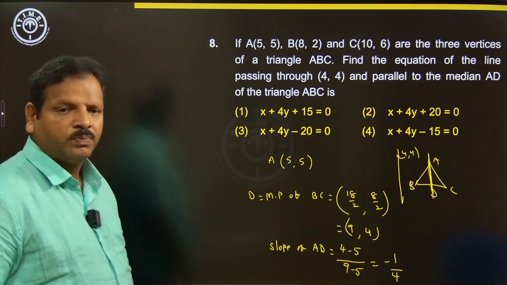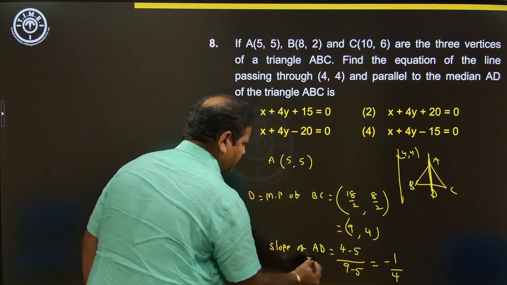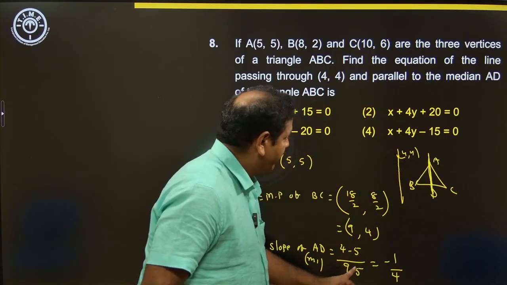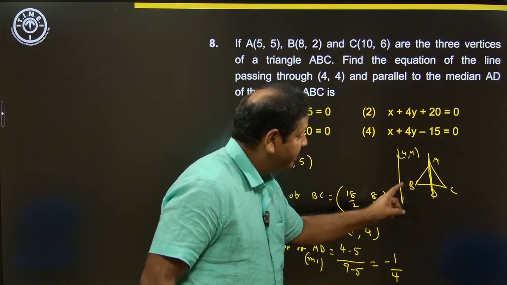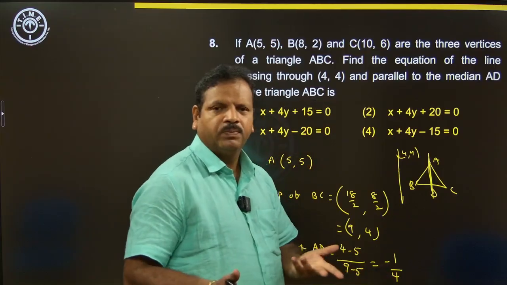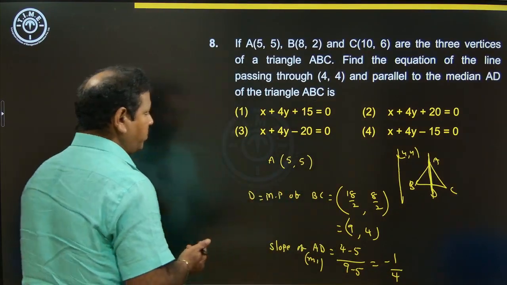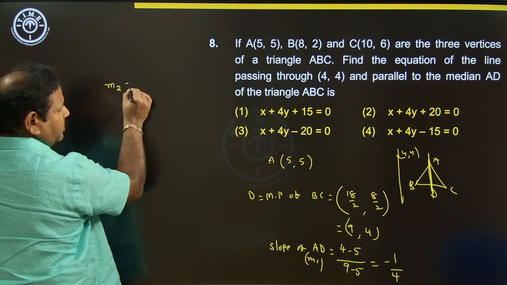So what is the slope? Minus 1 by 4. So if you take the slope as m1, slope of AD is minus 1 by 4. This line is parallel to AD. Yes or no? The required line is parallel to AD, and these slopes would be the same. When two lines are parallel, their slopes are equal. That means the slope of the required line, m2, is also minus 1 by 4.